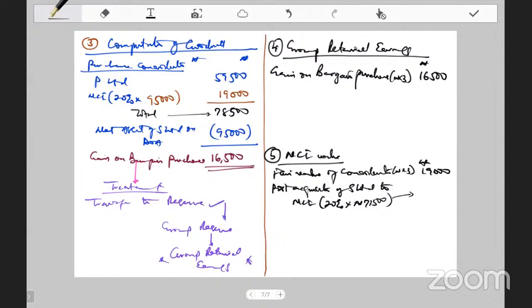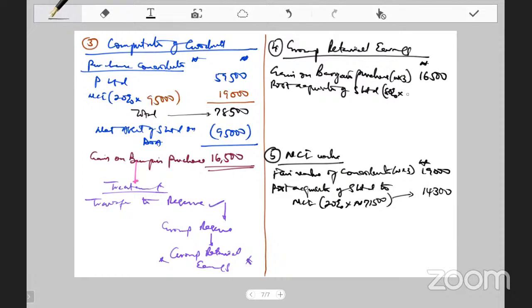What's the answer? Calculator. 14,300. That is 14,300. Then I quickly get the post acquisition of X Limited to the parent. And what's his own percentage?